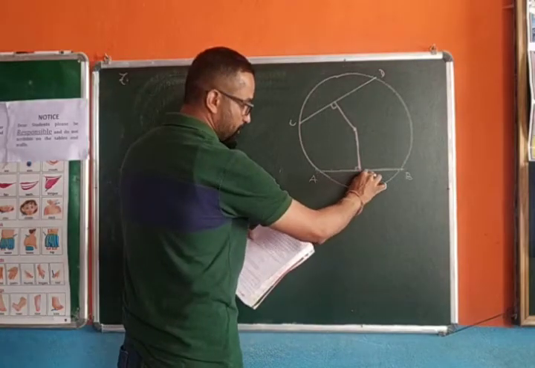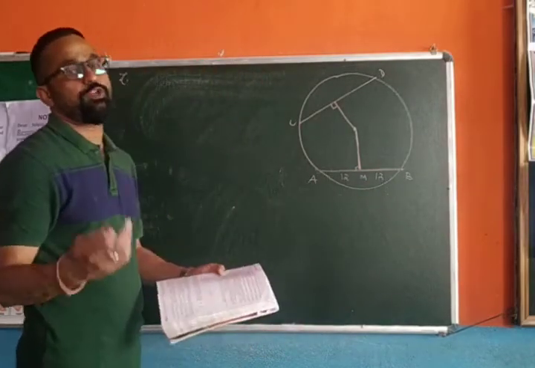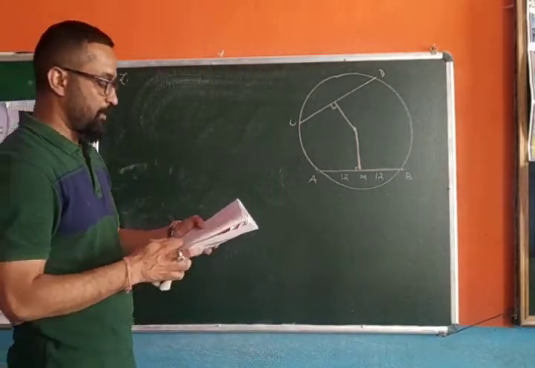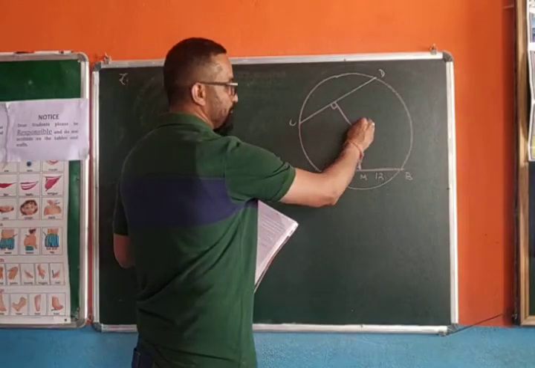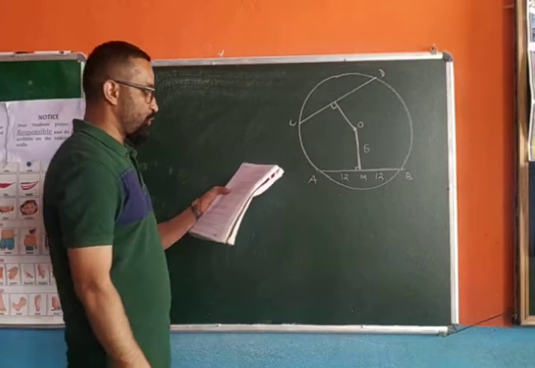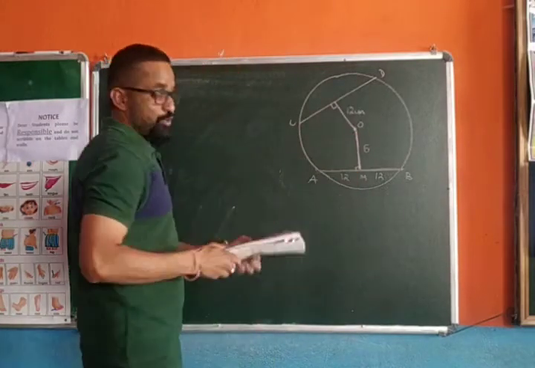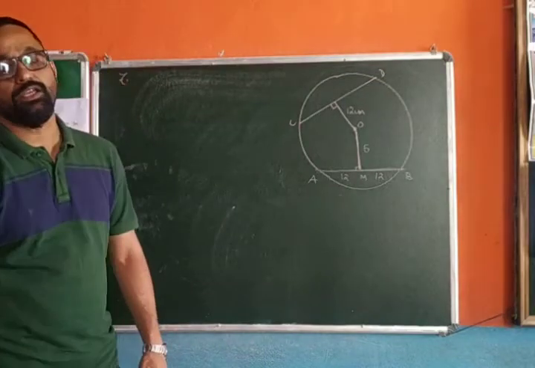So we write 12, 24 divided in two equal parts. OM is 5 and ON is 12. So you need to calculate the radius.